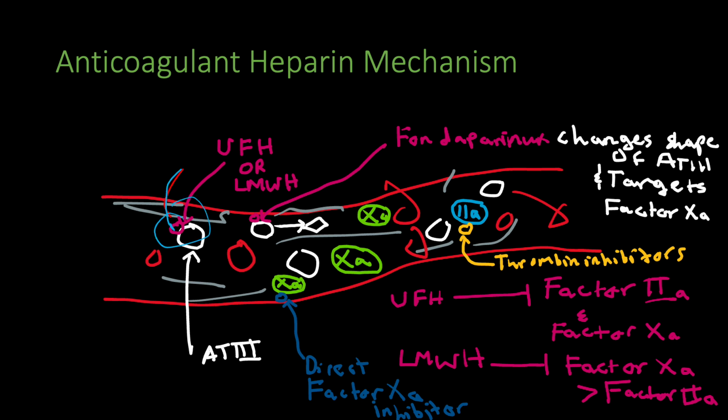The low molecular weight heparin primarily inhibits factor 10A more than it does factor 2A. So it does some of the factor 2A, but not much. It directly targets 10A. And then you have thrombin inhibitors too. Thrombin inhibitors just bind to 2A.